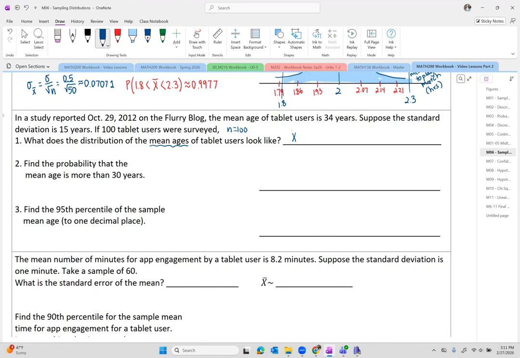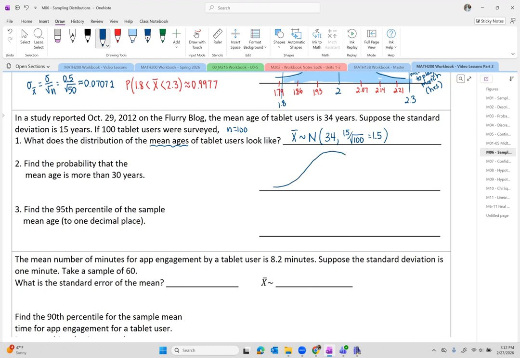So the sample mean will approach a normal distribution with a mean of 34 years and a standard deviation of 15 years divided by the square root of 100. The square root of 100 is 10, and that will be 1.5 years. So how do we know the sample size is greater than 30? Find the probability that the mean age is more than 30 years.